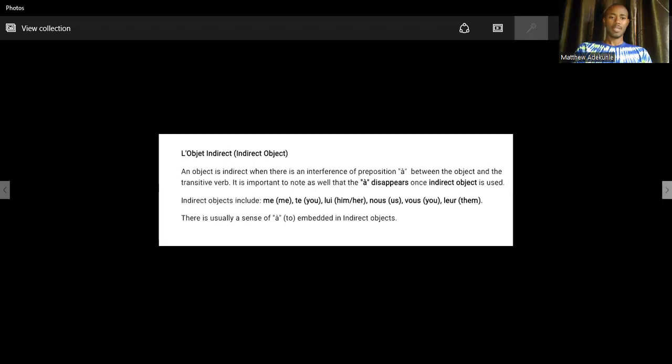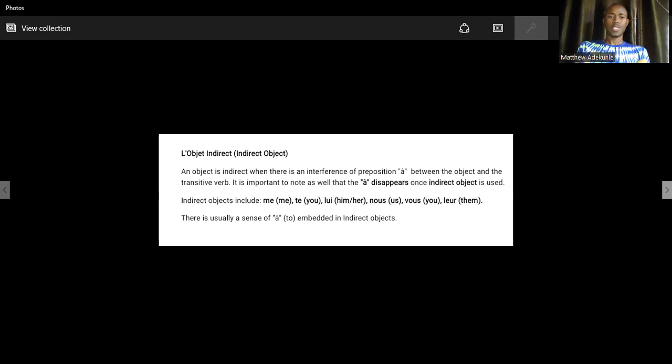Now let's dive in. L'objet indirect. When we talk about object, we know that means the receiver of the action. And for an object to be indirect in French, what that is saying is that there's an interference of preposition à between the object and the transitive verb, because transitive verb means a verb that requires an object for the sentence to make complete sense.